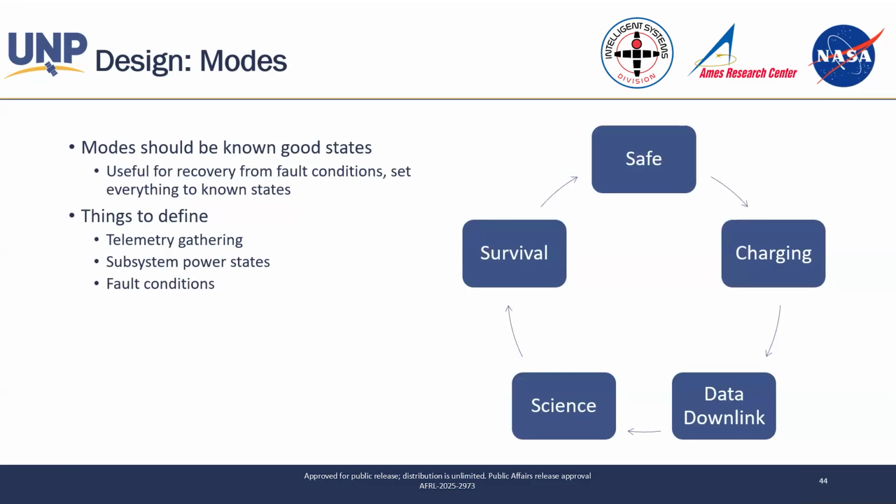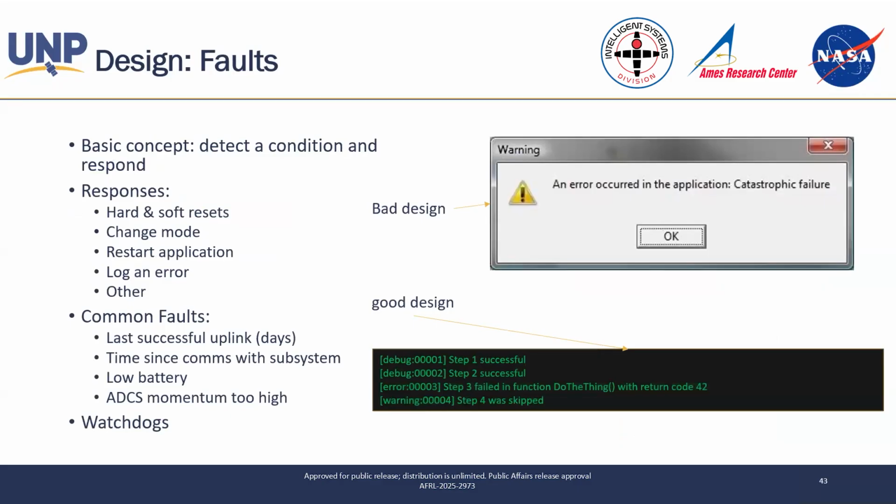In general, you want to have your modes be known good states. And you want to have very specific definitions of what telemetry is being gathered in these modes, what the power states are in these modes, and what the fault conditions are in these modes. Because, like I said, an error can occur, and you want to be able to say what that error was so you know how to fix it, or you know even what function it's in. And the return code is supposed to help you identify what line in that function that is, essentially.